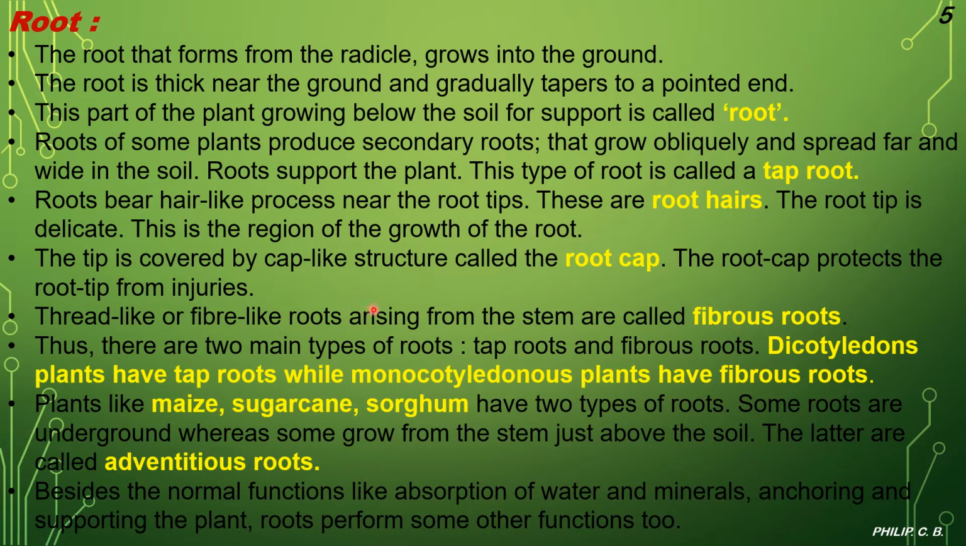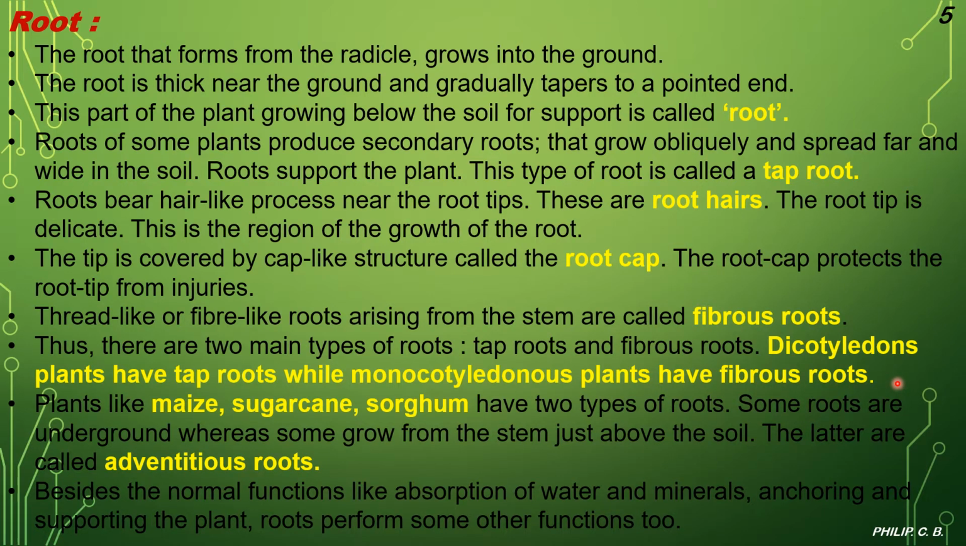Thread-like or fiber-like roots arising from the stem are called fibrous root. Now, other than the taproot, there are certain plants where there is root fiber-like part which emerges from the root. So these are called as the fibrous roots. Thus there are two main types of roots, that is taproot and fibrous root. So dicotyledonous plants have got taproots while monocotyledonous plants have got fibrous roots.